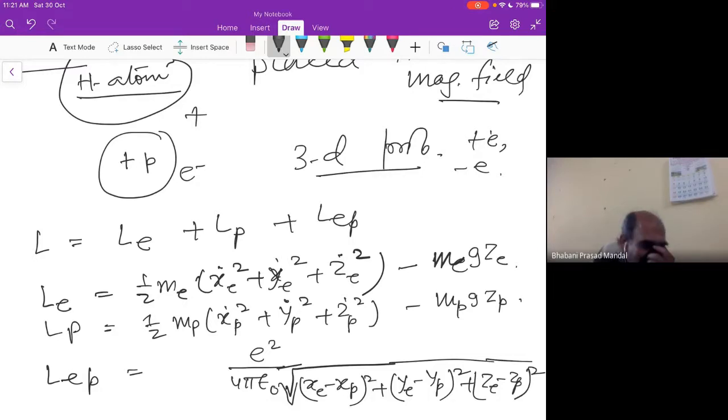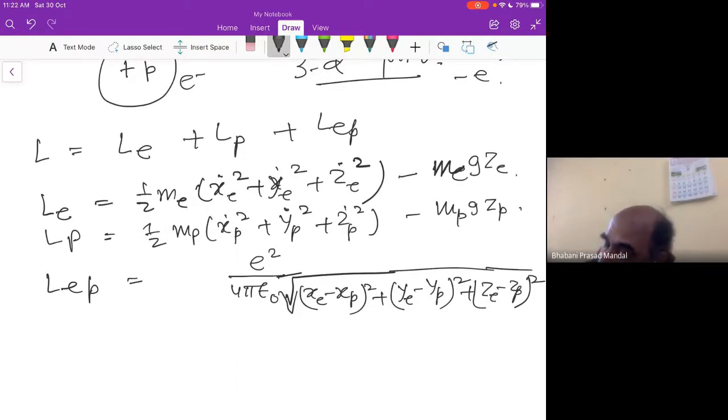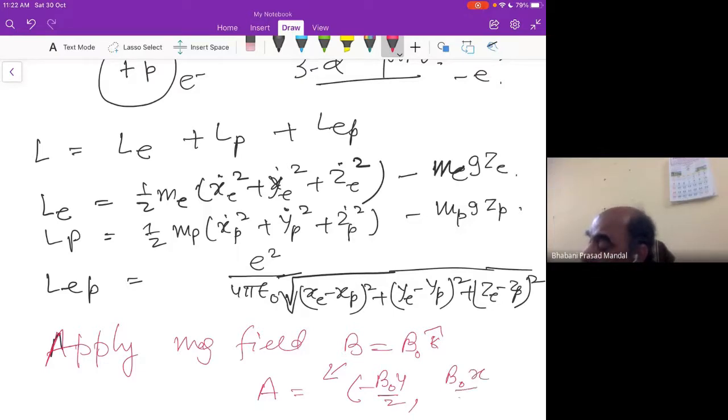This is fine. Now there is a magnetic field. So now I apply a magnetic field B equal to B0 in the k direction. For that we have already calculated the vector potential. The vector potential will be minus B0 y over 2, B0 x over 2, and 0.